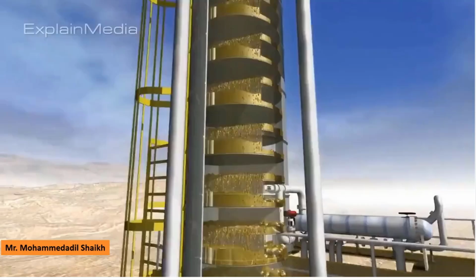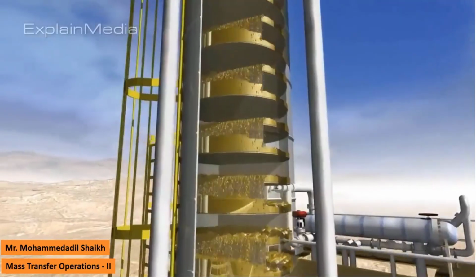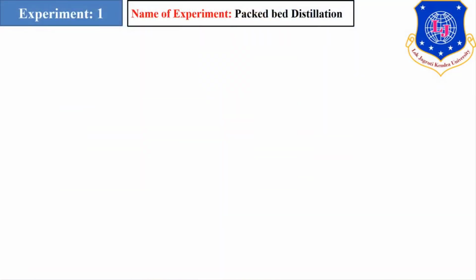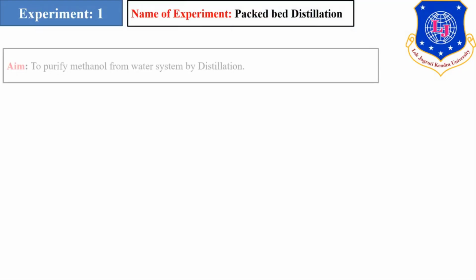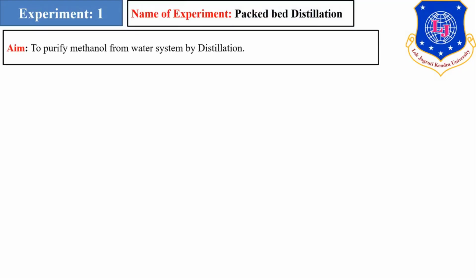Today I am going to take a lecture of Mass Transfer Operations 2, and in this video we will see the experiment about a packed bed distillation column. Okay, so let us start the video. So the name of the experiment is packed bed distillation, and the aim is to purify the methanol from the water system by distillation.